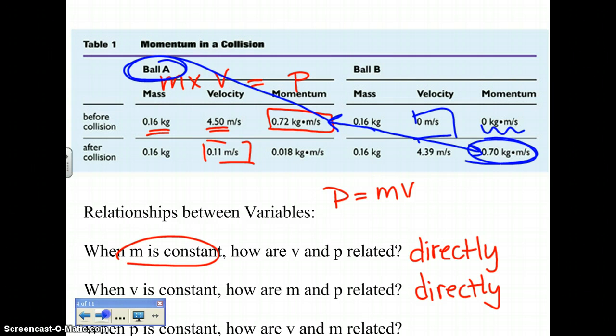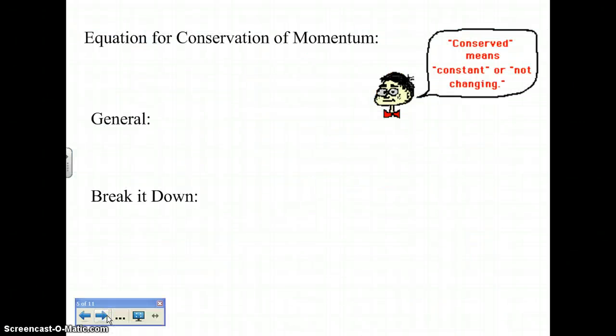Let's switch it up a little bit. When P is constant, how are M and V related to each other? M and V would be indirectly related to each other. So once again, using this equation, think about the relationship between your variables. Once again, keeping in mind that something has to stay constant.